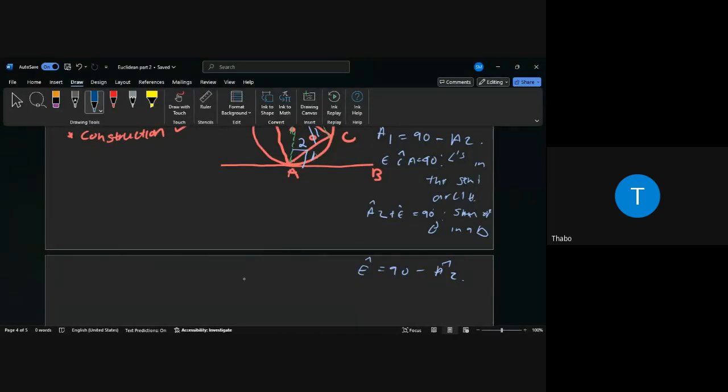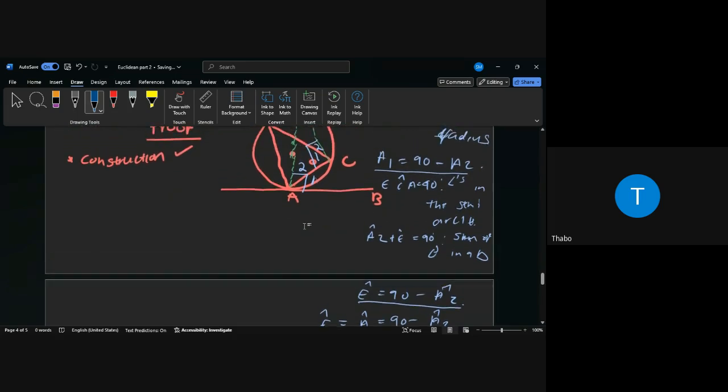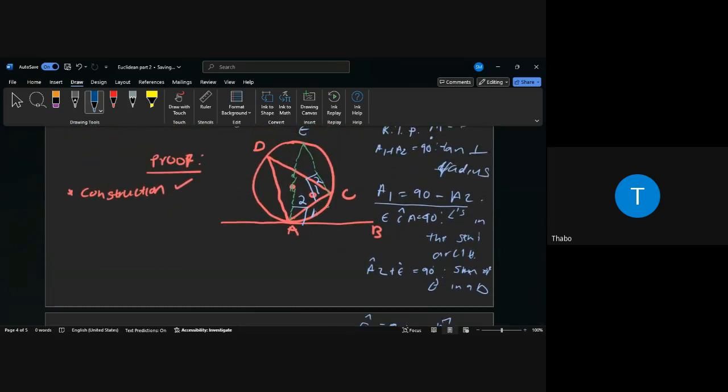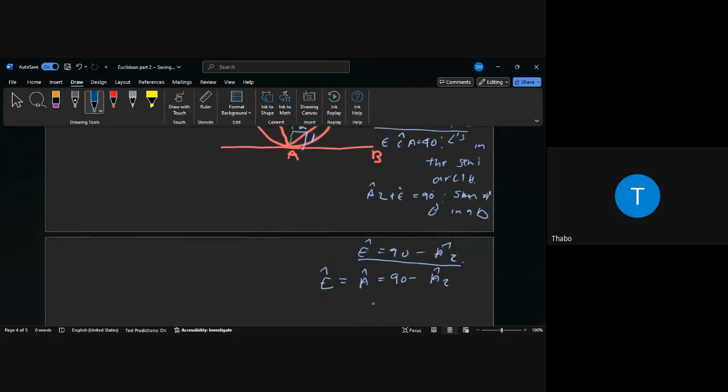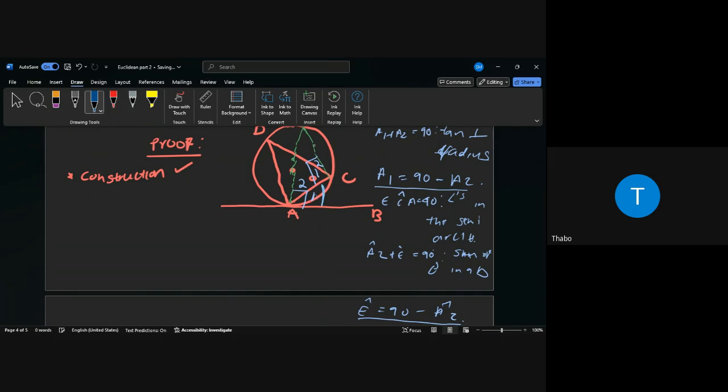So now, from this, we can agree that angle E is equal to angle A1. They are both equal to 90 minus A2. You can see here A1 is 90 minus A2; we used different theorems or different ways to find both of them, and it turns out they're both equal to 90 minus A2. So I can say my angle E is equal to my angle A1. So this angle is equal to this angle.